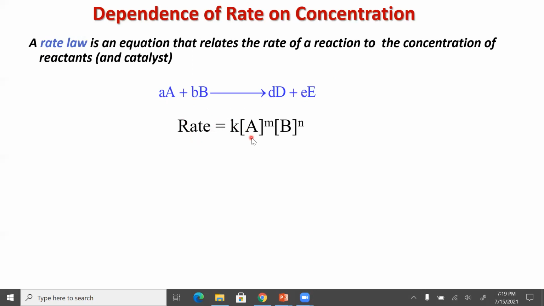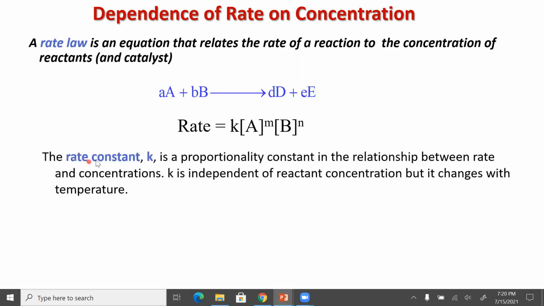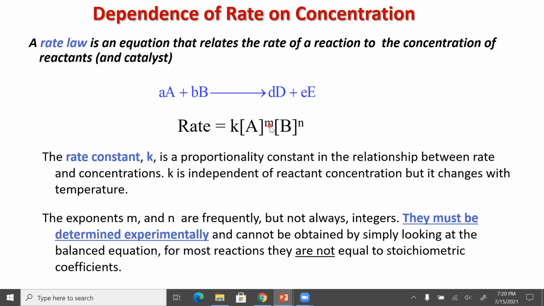the rate laws are the concentrations of the reactants raised to some power based on how the concentrations affect the rate. And k is a proportionality constant, or a rate constant. K is our rate constant. It's the proportionality constant that allows us to set the rate of the reaction equal to the concentration of the reactants. And m and n are most often whole numbers or integers.